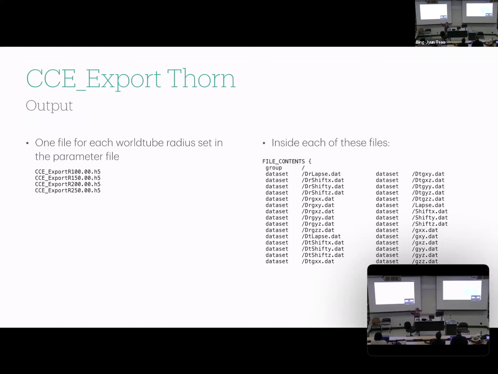And then what it outputs is an H5 file for each world tube radius that you specified. And then inside each of those H5 files over here on the right is just the result of an H5 dump so that you can see what the data sets are. And this is how the SpECTRE CCE wants it fed in, essentially a data set for each of these values. Here you've got all the radial derivatives, all the time derivatives, and all the other components of each of the metric components and the lapse and the shift as a data set.